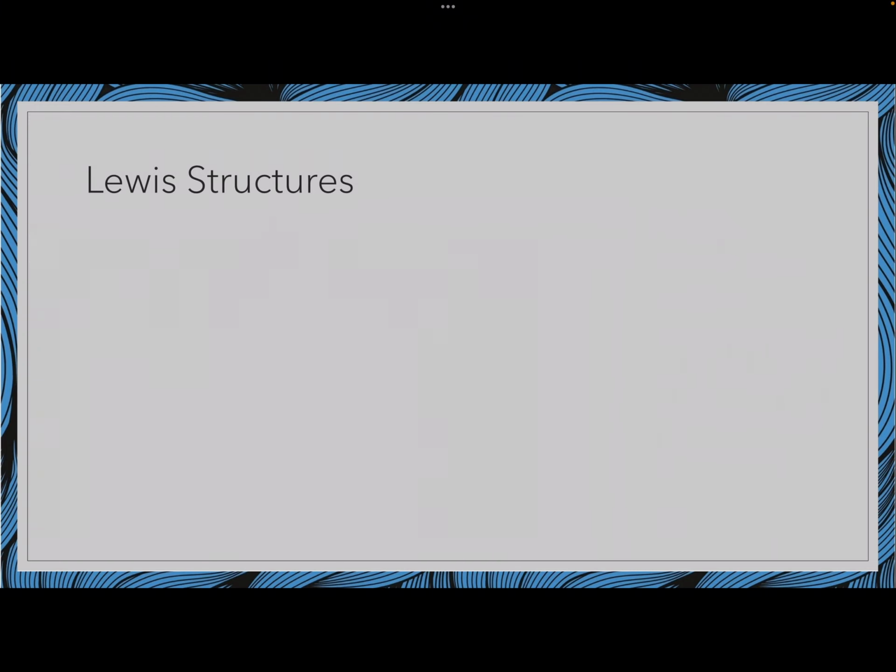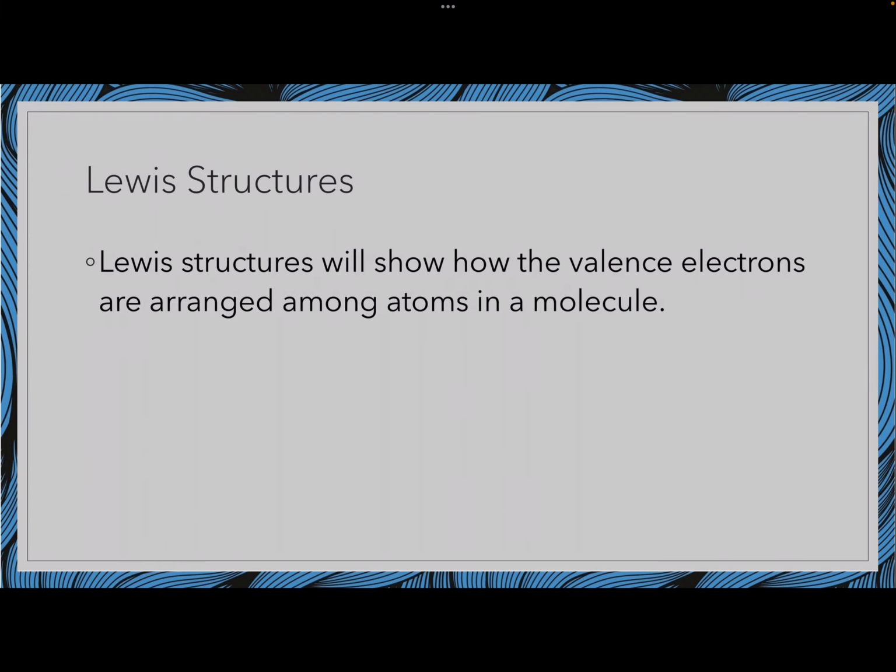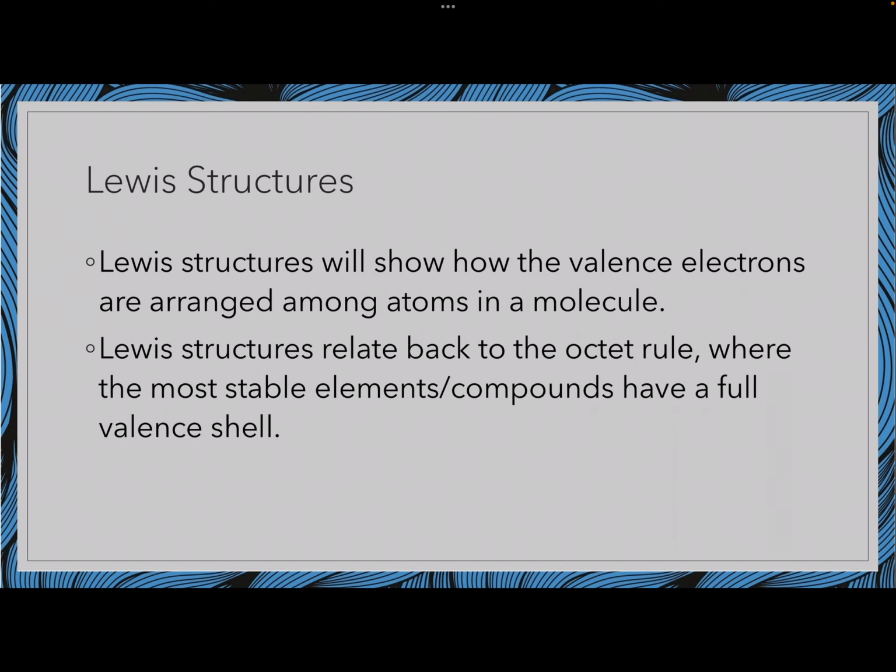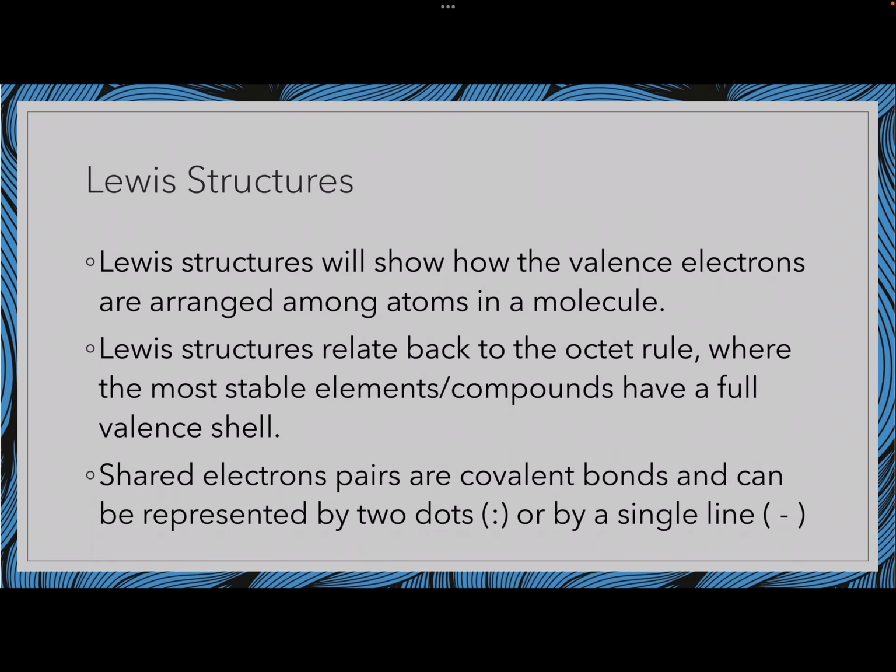So Lewis structures, they'll show how the valence electrons are arranged among atoms in a molecule. The Lewis structures relate back to the octet rule, where the most stable elements compounds have a full valence shell. Shared electron pairs are covalent bonds and can be represented by 2 dots or 2 crosses or by a dashed line.